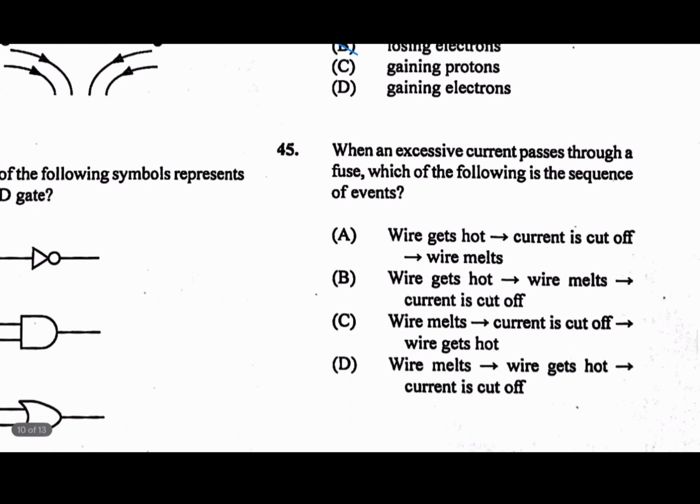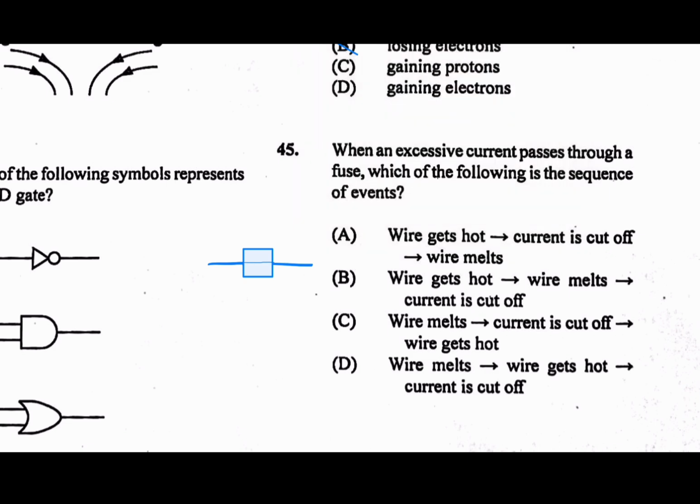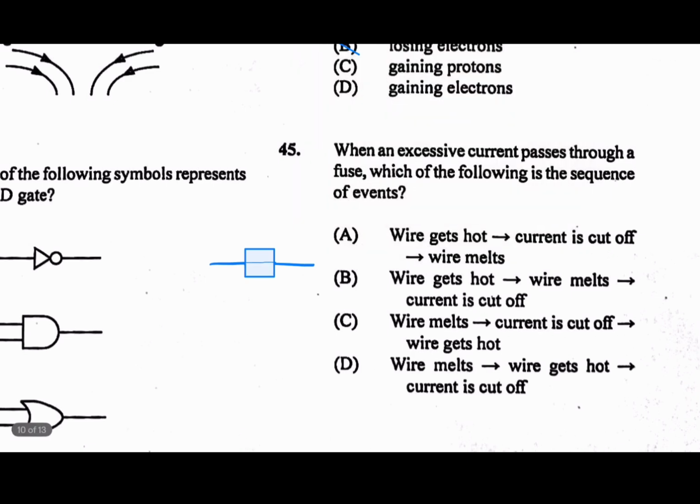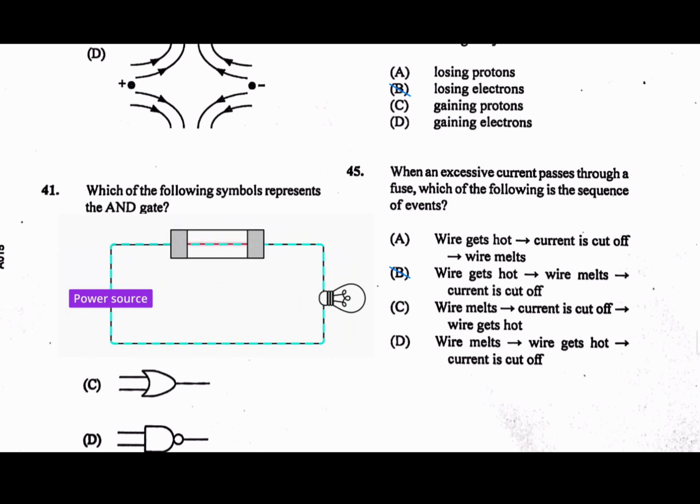45. When an excessive current passes through a fuse, which of the following is the sequence of events? So what exactly is a fuse? You have your wire here, and inside the fuse you'd have a very thin wire, right? If the current rating is surpassed, the wire on the inside heats up, it melts, and it breaks the circuit. So the answer that corresponds to that is B, right? So 45B. The wire gets hot, the wire melts, and the current is cut off.